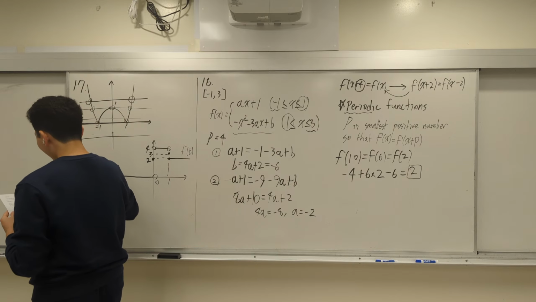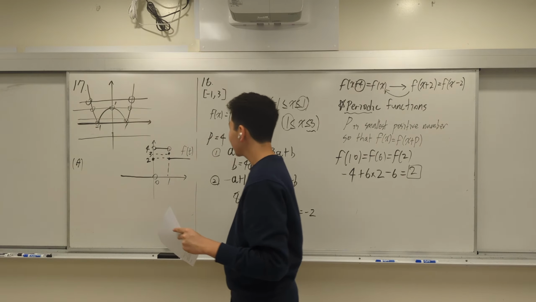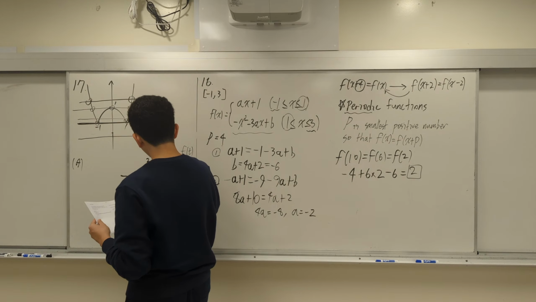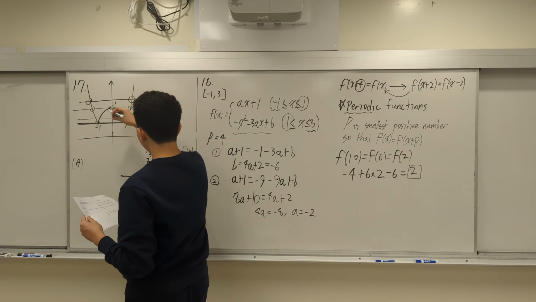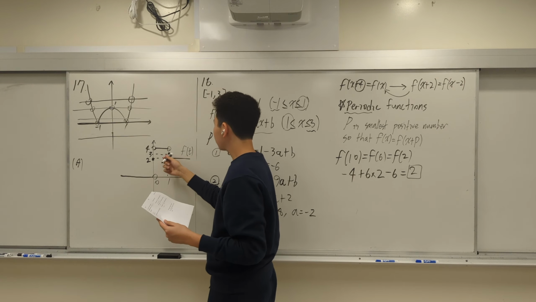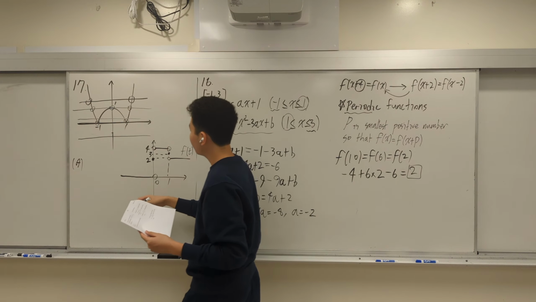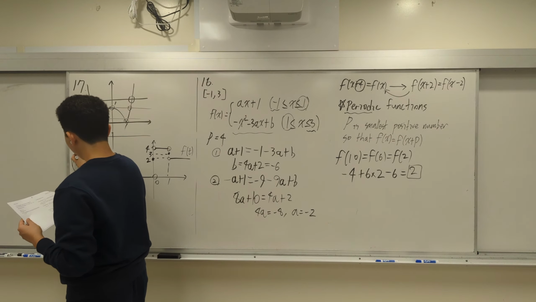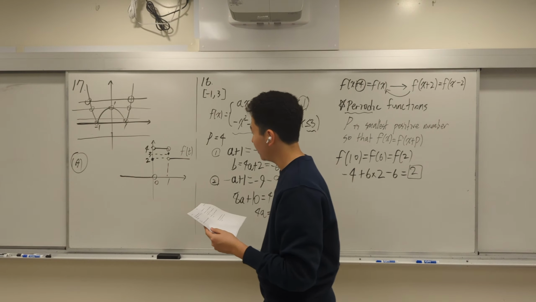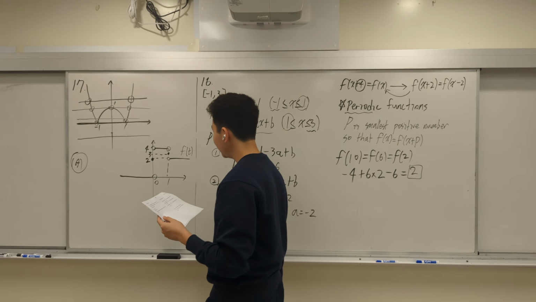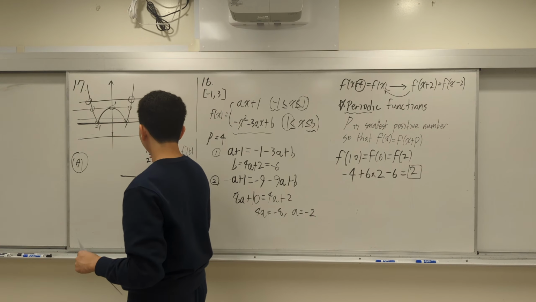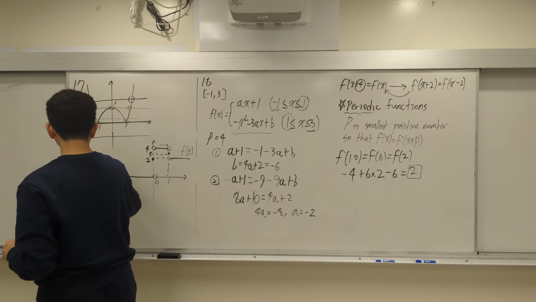Number A says f of 1 equals 3. Oh, this should be a closed hole, right? Because it's not defined, it's just defined after that. So f of 1 equals 3, yes, because the function value here is 3. Number B, limit as t goes to 1 minus of f of t equals 4. So 1 minus would be that way, and that value is 4, so B is also correct.